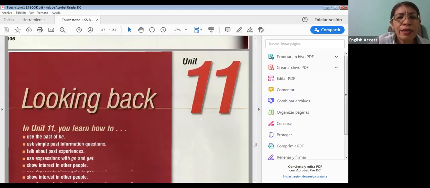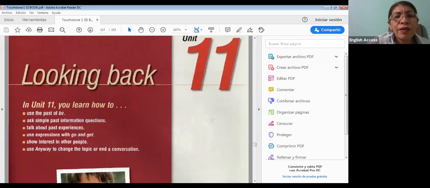Okay, this is unit 11. It's called Looking Back. Okay, that's the name of unit 11, Looking Back. So tell me, what do you understand about the title of Unit 11, Looking Back? What is that? What do you think? What's the meaning of looking back?